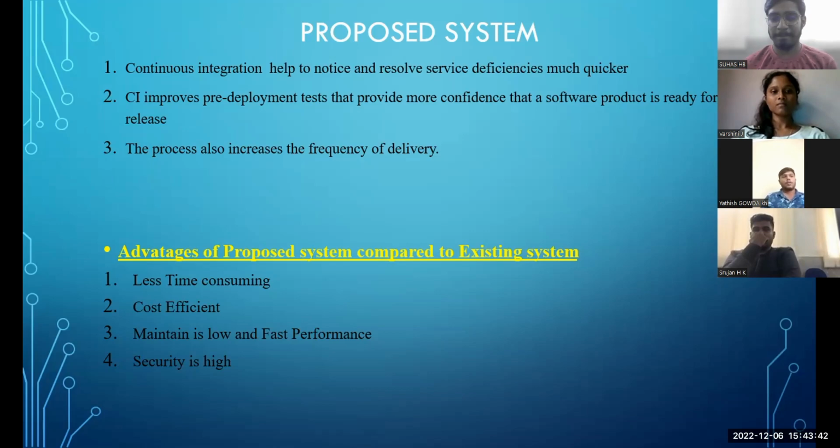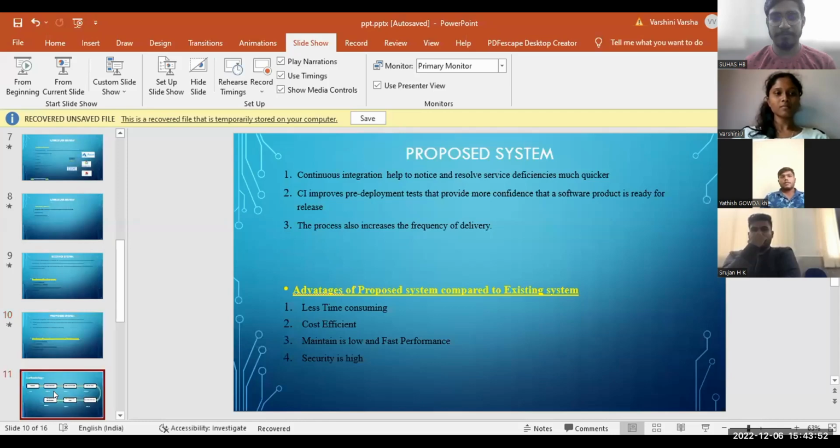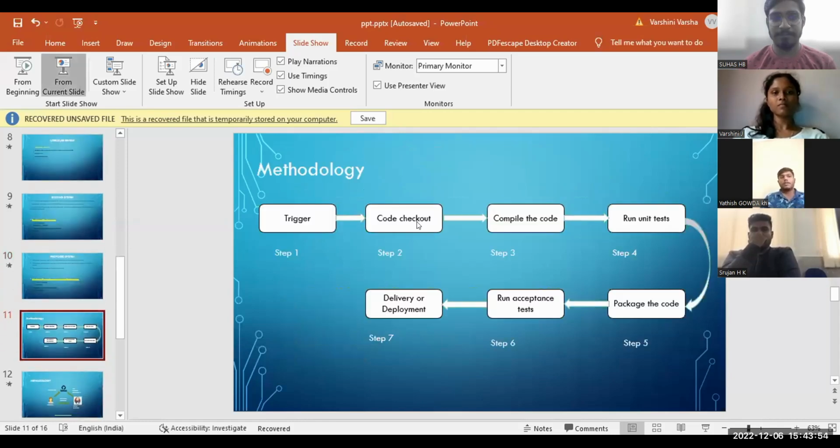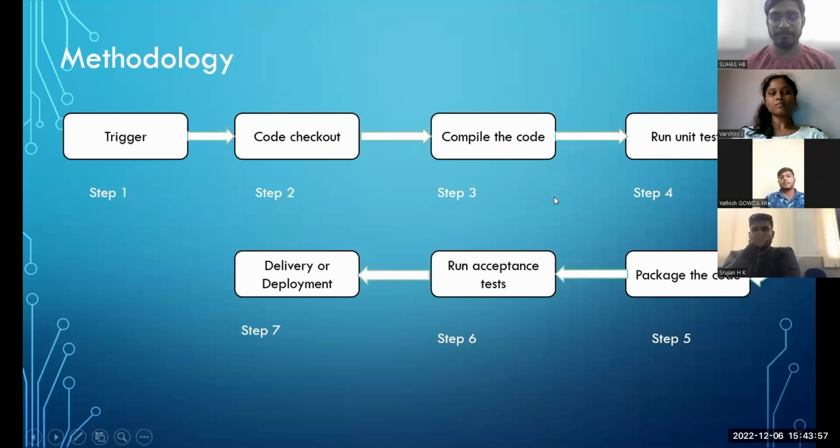Next topic is methodology. We discuss the steps: step one, trigger; step two, code checkout; step three, compile the code; step four, run unit test; step five, package the code; step six, run acceptance test; and step seven, delivery or deployment.